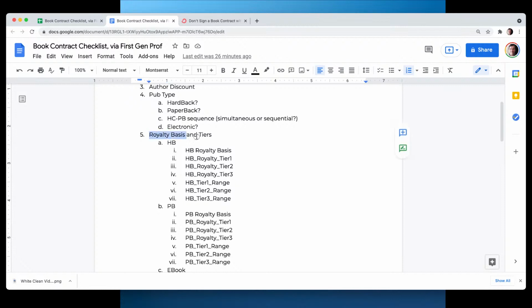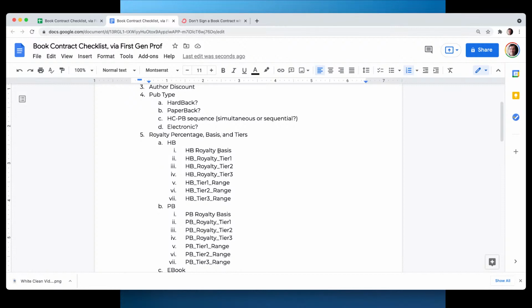So a whole huge category, and where the money really is, is not in the advance so much as the royalty basis and tiers. I should probably have, obviously, royalty percentage, basis, and tiers. Royalty percentage is a pretty simple concept: some percentage of an amount is how much royalty you will receive. But something that first-time authors often don't know about is, percent of what?